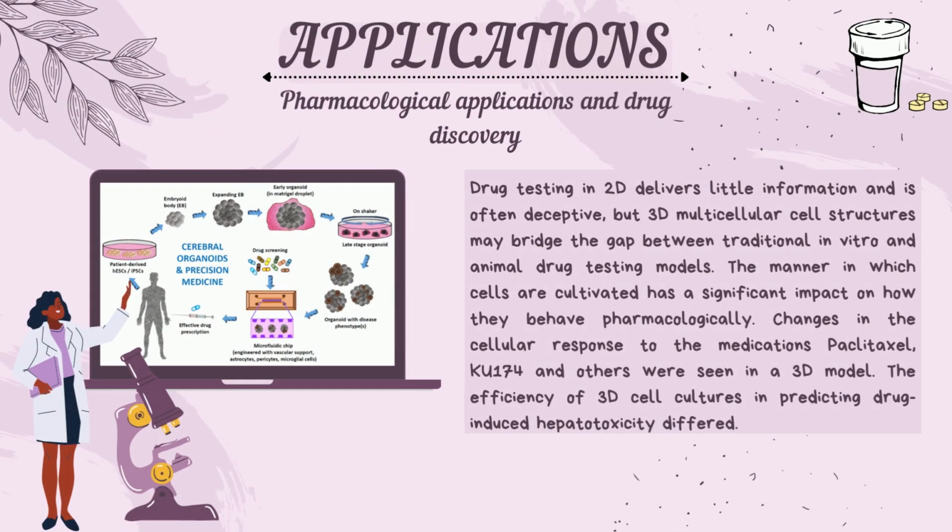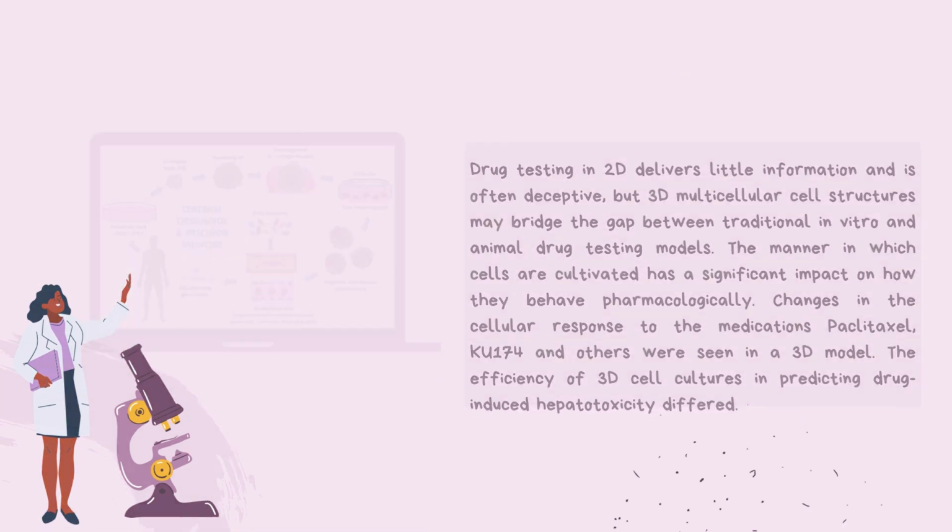Drug testing in 2D delivers little information and is often deceptive, but 3D multicellular cell structures may bridge the gap between traditional in vitro and animal drug testing models. The manner in which cells are cultivated has a significant impact on how they behave pharmacologically. Changes in the cellular response to the medications Paclitaxel, Ku174 and others were seen in a 3D model. The efficiency of 3D cell cultures in predicting drug-induced hepatotoxicity differed.